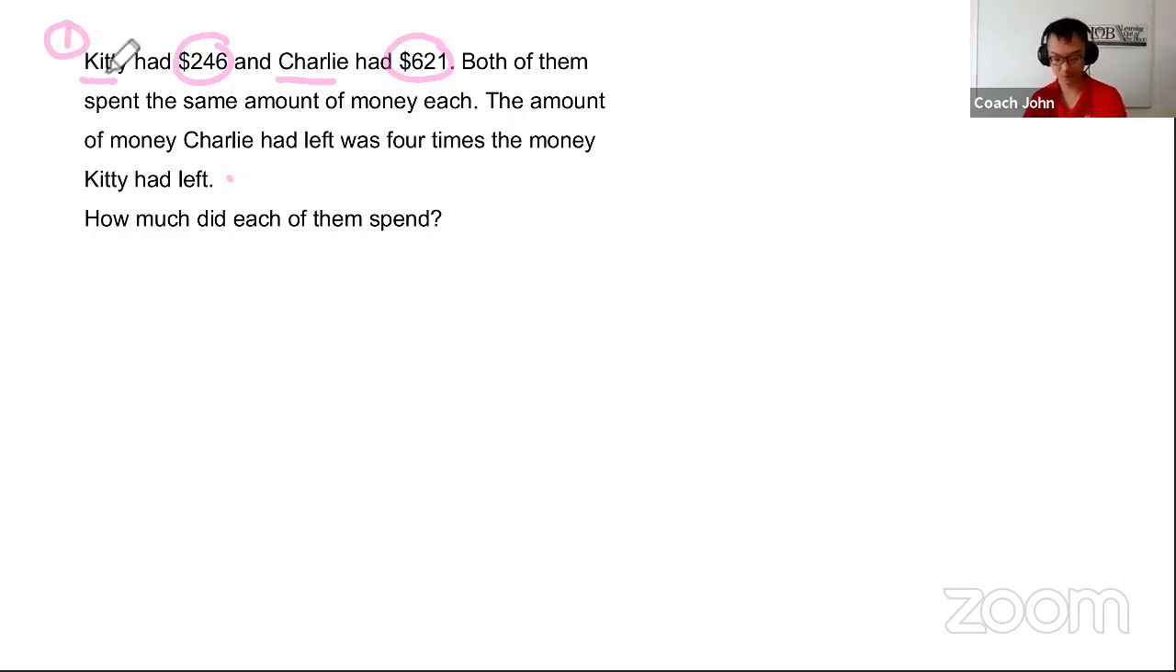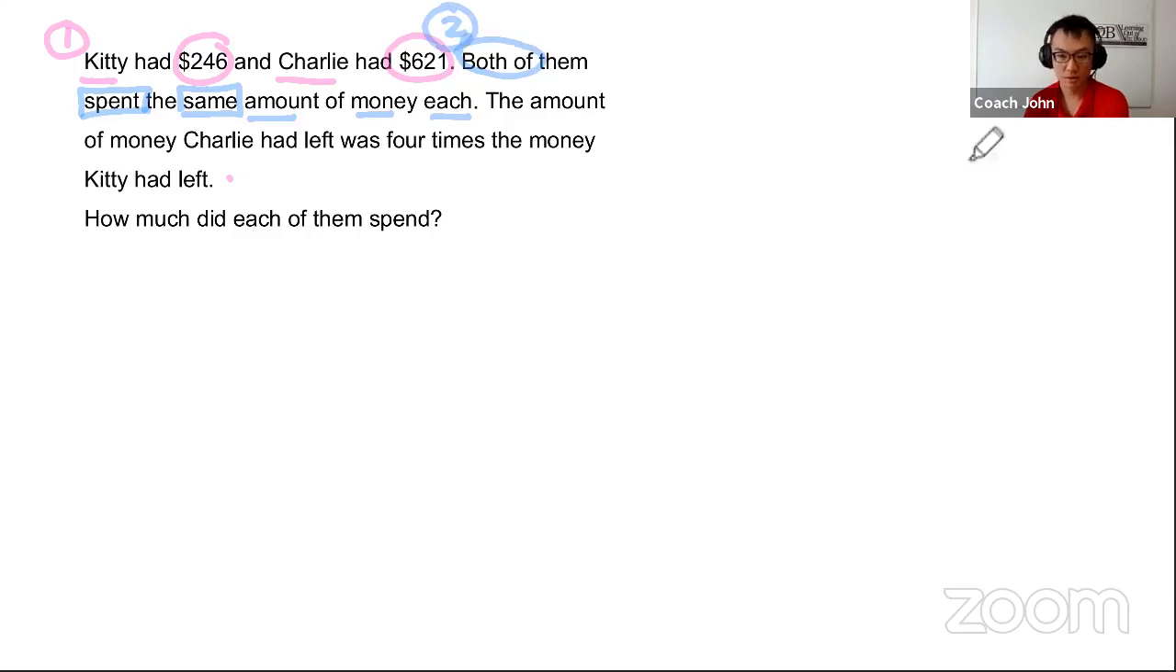Okay. So in the meantime, please read off the next sentence, and I want you to tell me why it is important. Can you see that this sentence is actually quite special? You can see the word both. That means both of them are experiencing the same change. Spent, so both of them spent the same amount of money each. All right, so this is really important. So this is sentence 2.